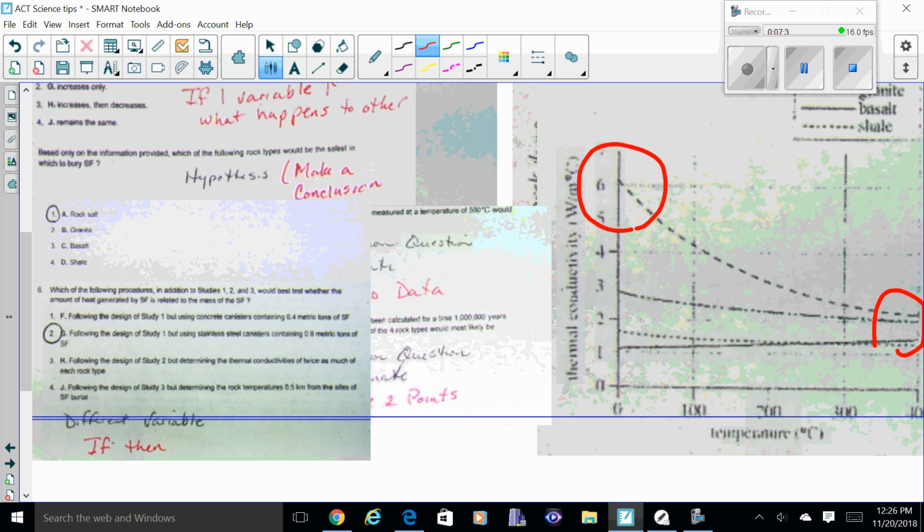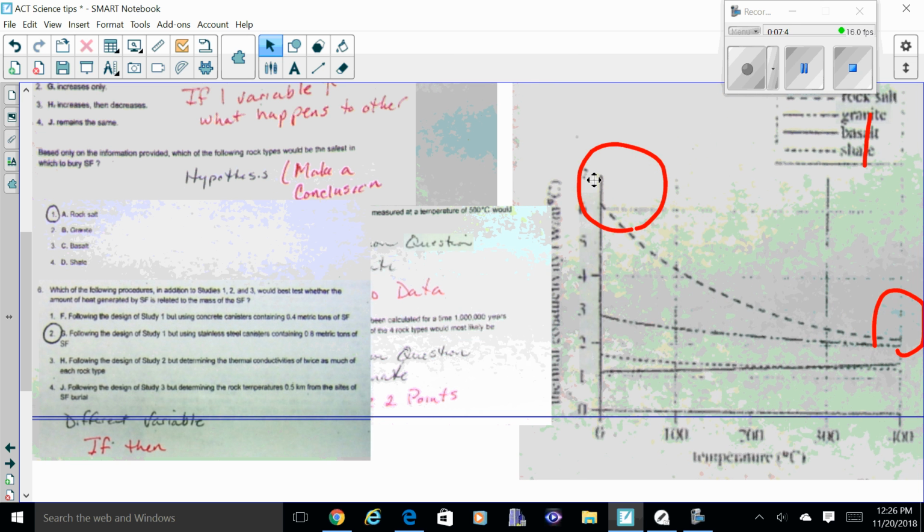Okay? And then finally, number 6, the absolutely toughest question. Oops, sorry about that. Erase all this. Number 6 asks you to actually have an if-then statement.